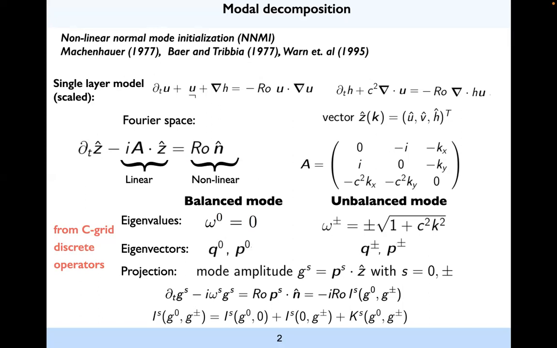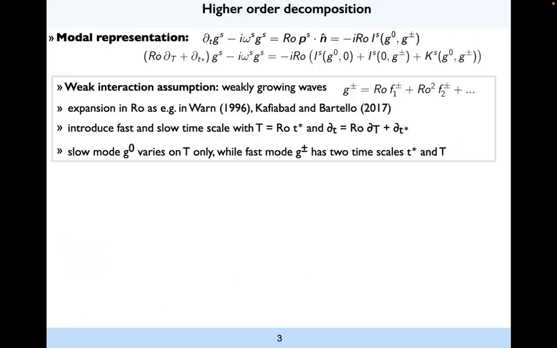I just want to mention here that this is non-trivial. If you have to do this properly on a numerical grid, you have to do it with the right operators. I will show you an example later of why it becomes important. So once you have projected your balanced and unbalanced mode on the state vector, you can get the two components. And so this is the modal decomposition.